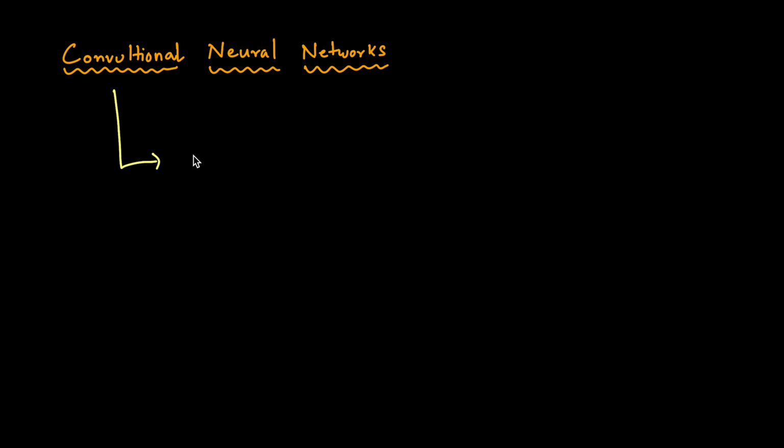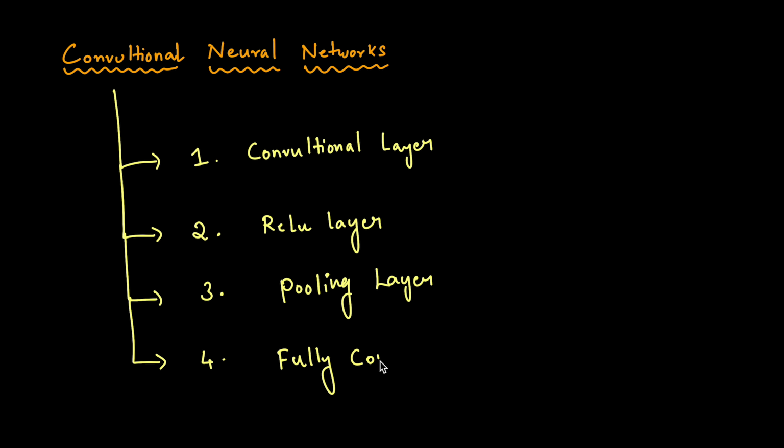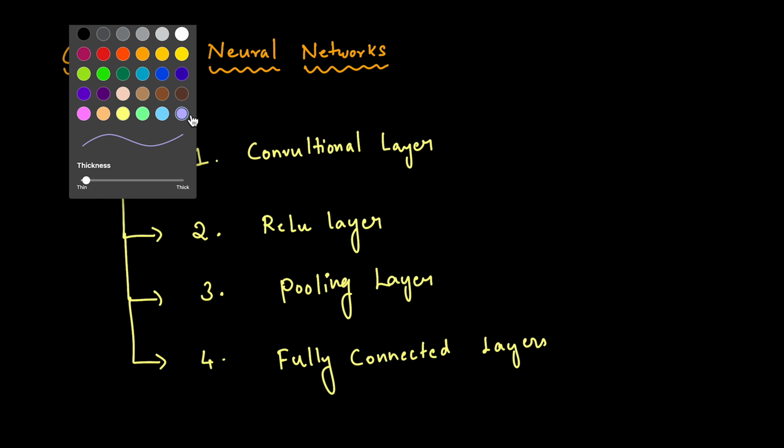The first layer in CNN that we'll be discussing is the convolutional layer. Followed by the convolutional layer, we'll be having a layer which has some activation function, like the ReLU layer. And after the ReLU layer, we'll be having the third one, that is the pooling layer. And finally, we'll be having the other layers, those are called fully connected layers. Each of these layers has its own significance.